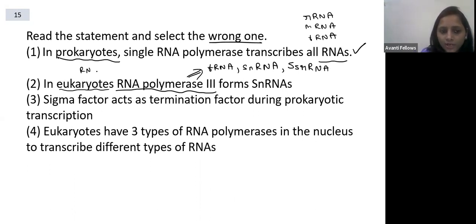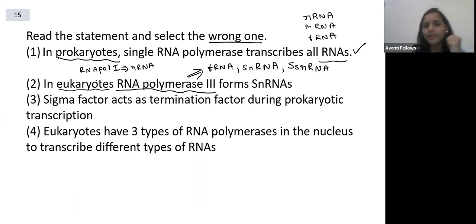RNA polymerase 1 will synthesize the ribosomal RNA, right? Yes, it will synthesize all the ribosomal RNA, but the 5S ribosomal RNA is synthesized by RNA polymerase number 3. Okay, 3. Remember, guys. Okay. Fine. So this is also a correct statement.